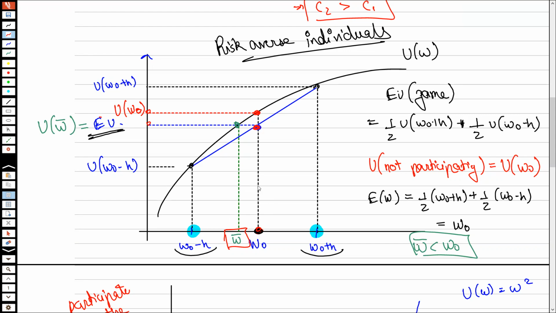Everyone, is this point clear? Yeah, sir. So I'm not getting the point W bar. Yes, sir.